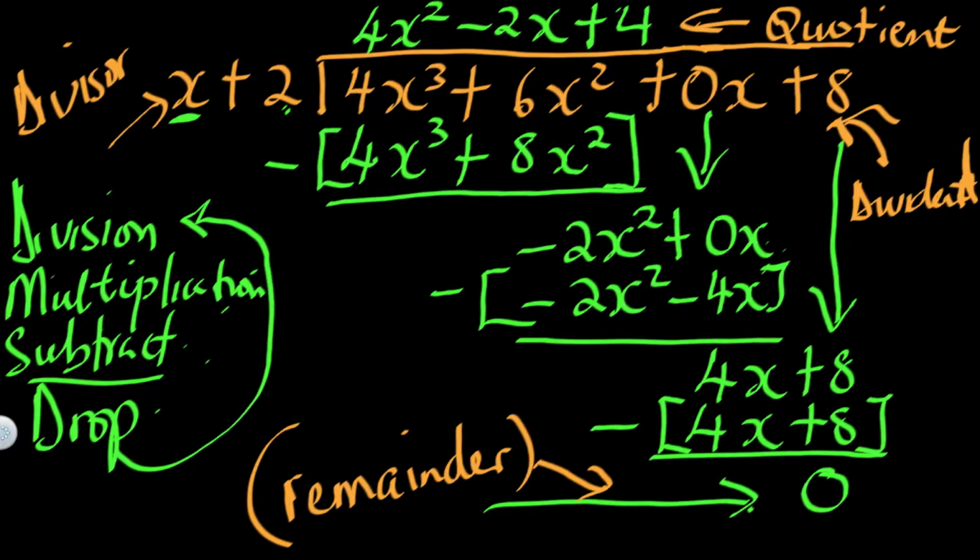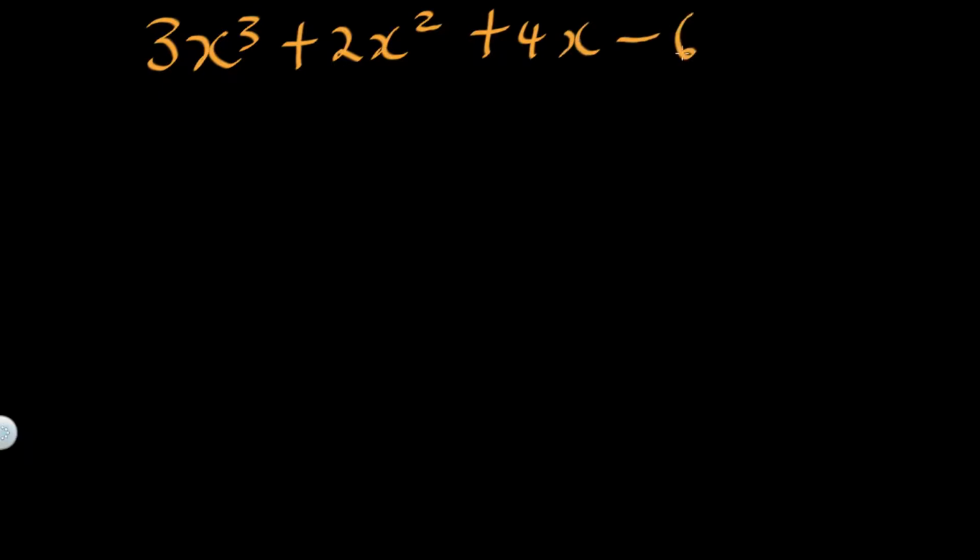So now let's do another example. This time we have 3x cubed plus 2x squared plus 4x minus 6. All this is being divided by x plus 3. Let's look at our dividend. The dividend is already in the right format. Every power of x is represented from the highest power, which is 3, to the lowest power, which is power 0. We have x cubed, x squared, x, and a constant. So everything is represented here. We don't have a problem.